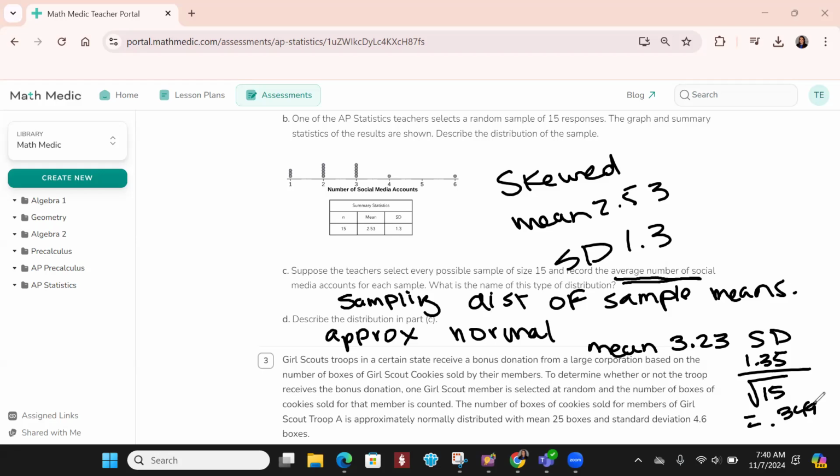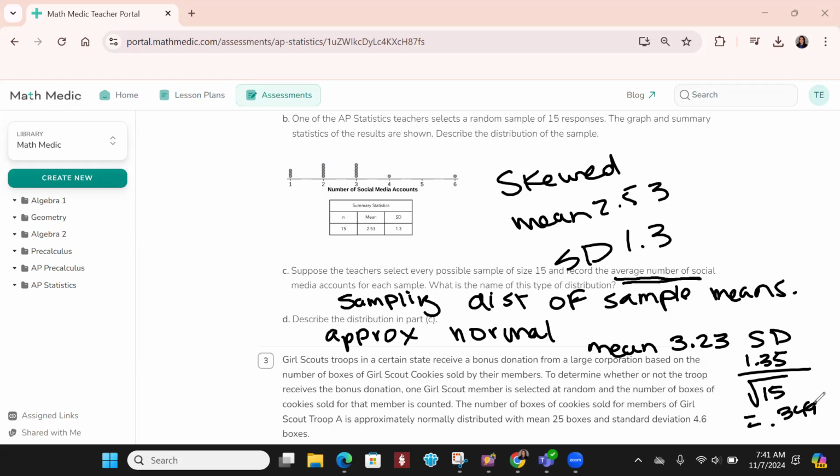Right. Okay. The original distribution and the sample. Yep. And then for number B, we describe the shape of the sample of 15 responses. We describe what we're doing with the sampling distribution, and we have one more distribution.